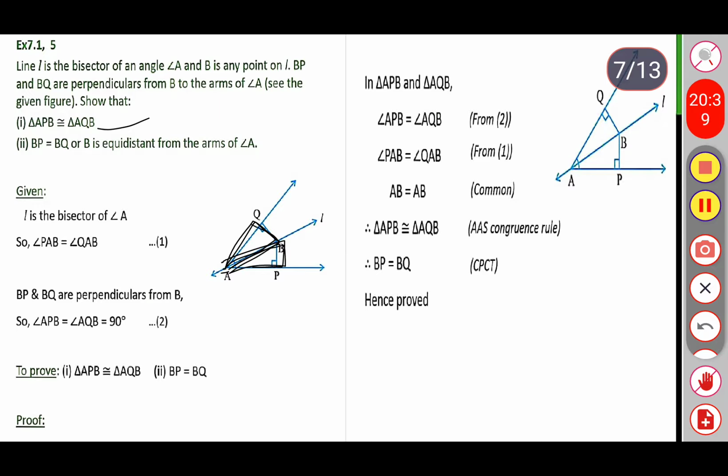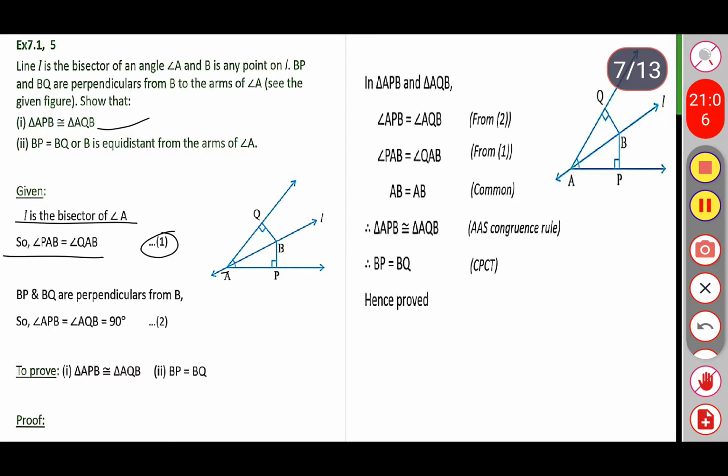Okay, so first write the given data. What are the given data here? L is the bisector of angle A. L is the bisector of angle A means the angle A is divided into two equal parts here. So what are the two equal parts? Angle PAB is equal to angle QAB. Consider that one as equation 1.